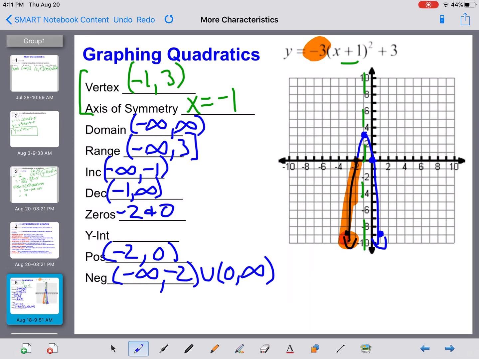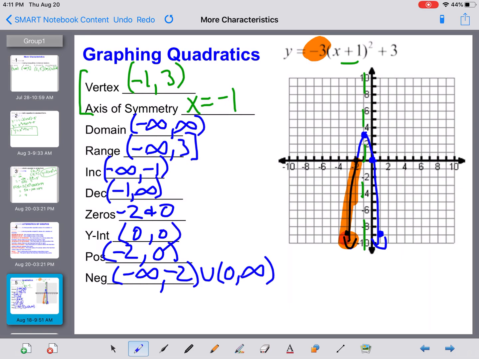Now we want to use parentheses on these because at -2, our y value is 0. So that's neither positive or negative. And the same thing at (0, 0). The y value is not positive and it's not negative, so we do not include those. I skipped the y-intercept, which we found to be (0, 0). I might have just erased that.